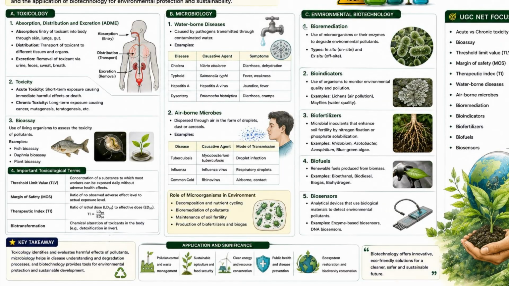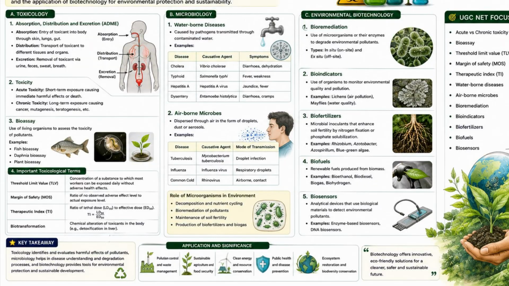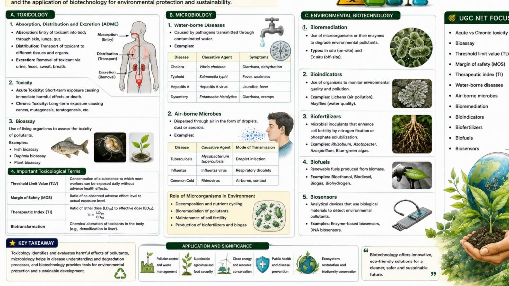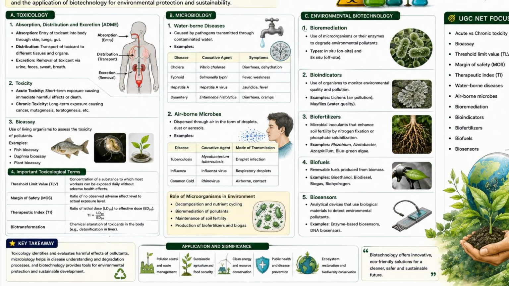Examples include Rhizobium, Azotobacter, Azospirillum, and blue-green algae. These microorganisms improve nutrient availability and reduce dependence on chemical fertilizers.